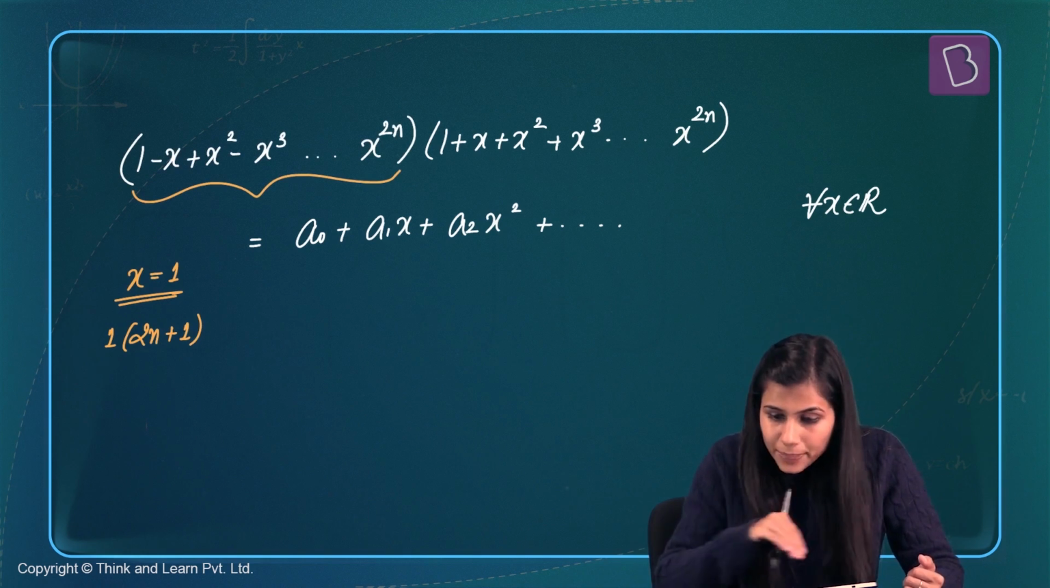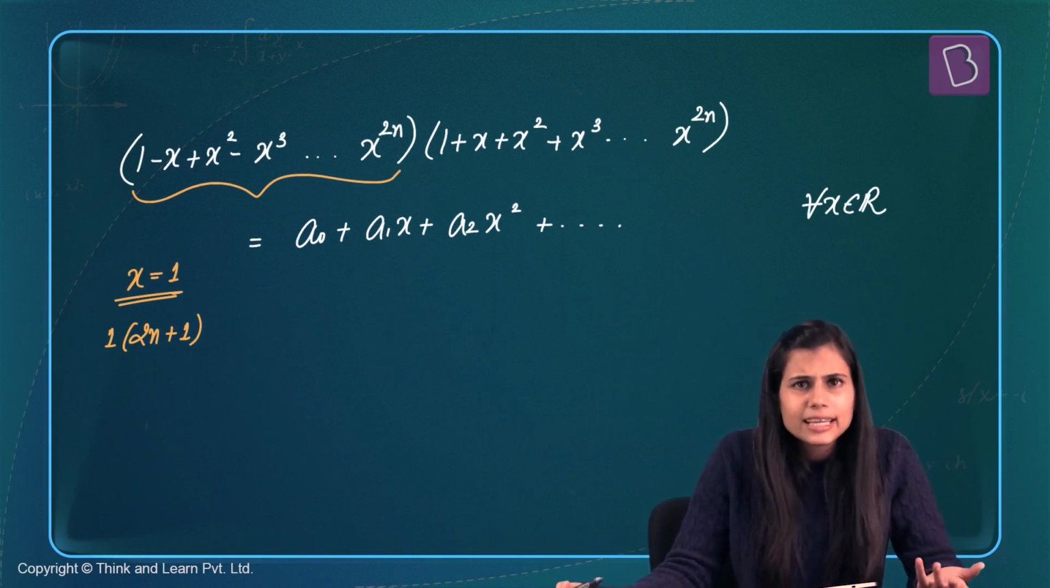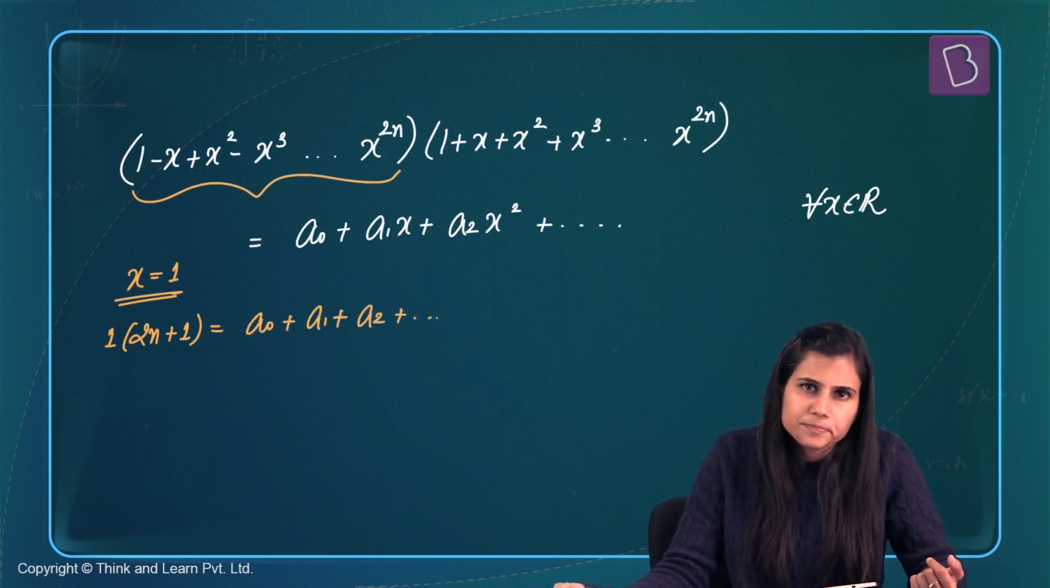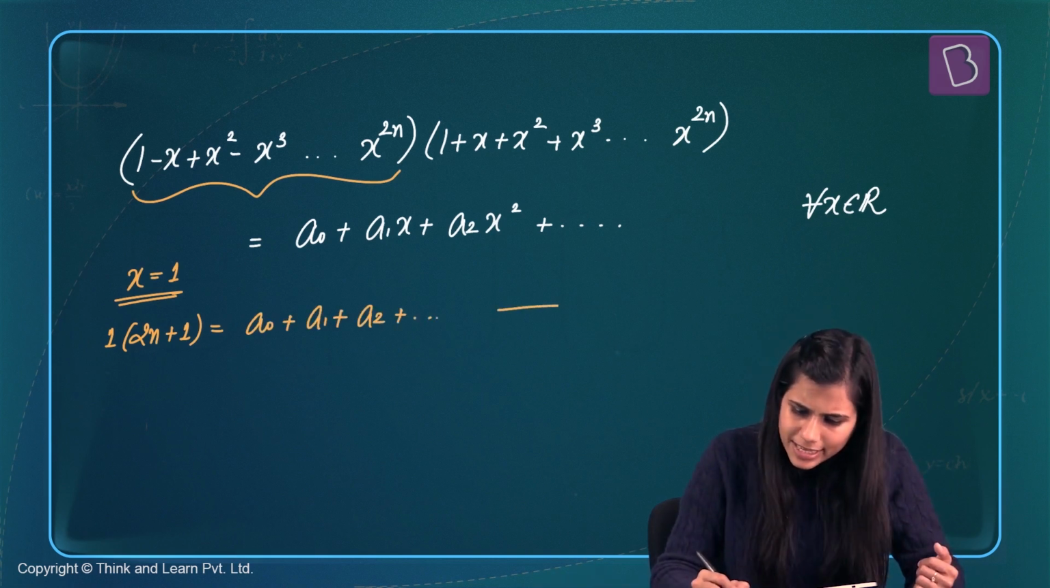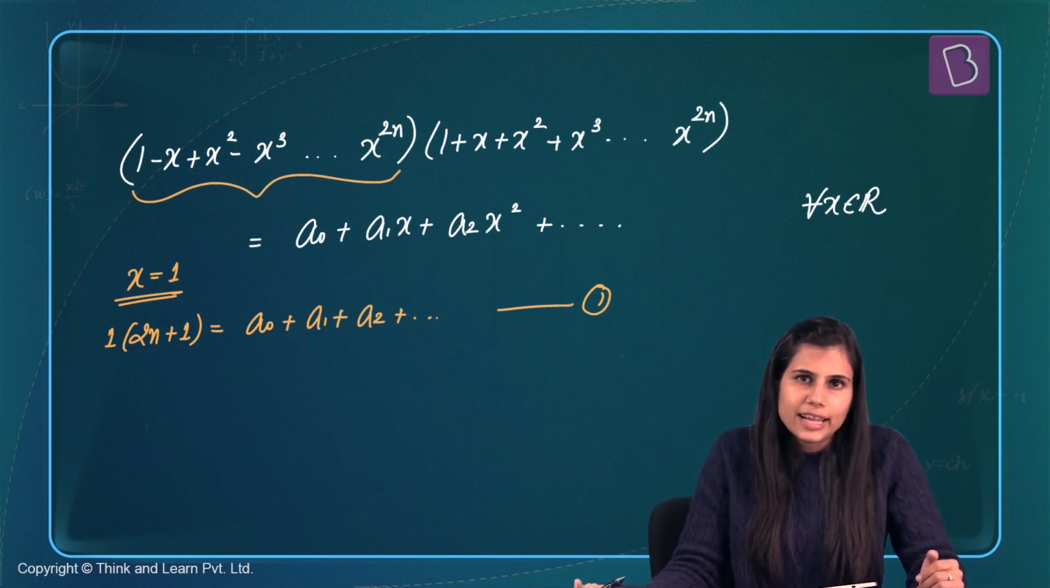Now, in that polynomial expression a0 plus a1x and so on, when you plug in x equals 1, what do you get? a0 plus a1 plus a2 and so on. Let me call this equation 1. Now let's plug in another real value in place of x.